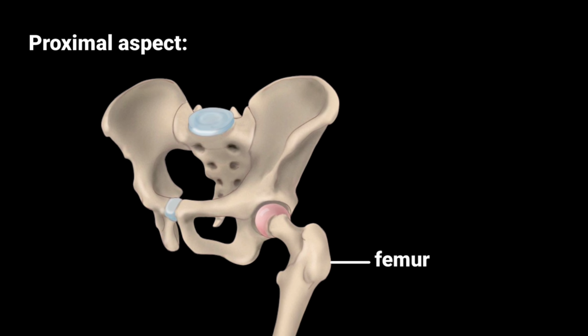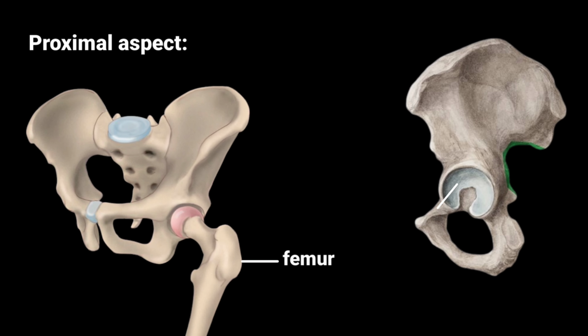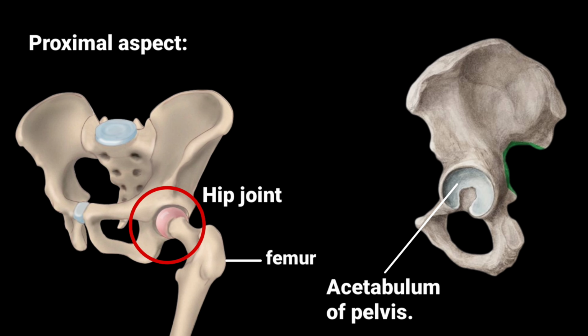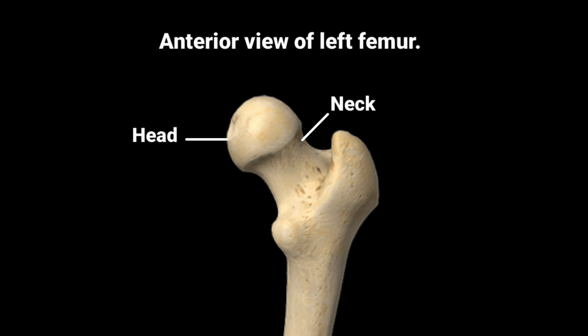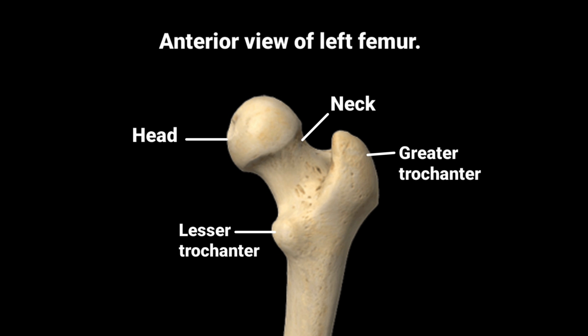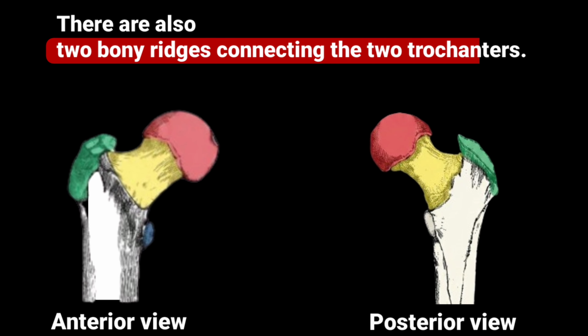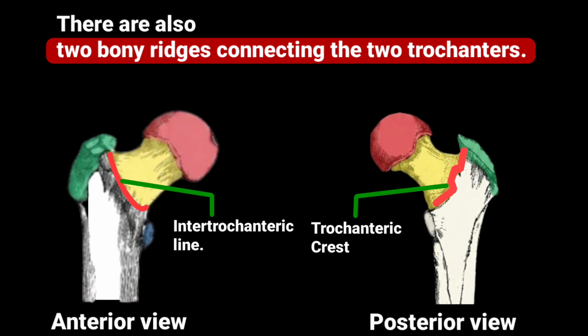Proximal. The proximal aspect of the femur articulates with the acetabulum of the pelvis to form the hip joint. It consists of a head and neck, and two bony processes, the greater and lesser trochanters. There are also two bony ridges connecting the two trochanters, the intertrochanteric line anteriorly and the trochanteric crest posteriorly.